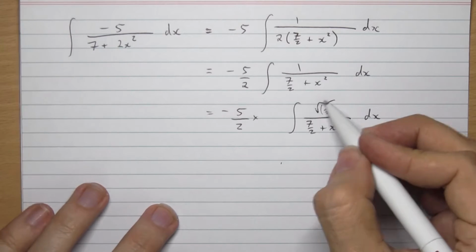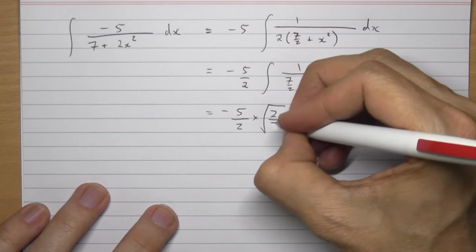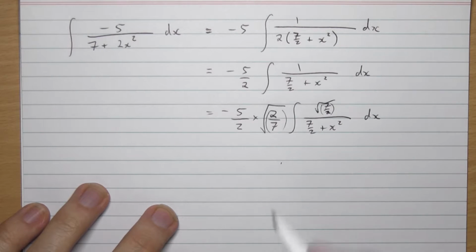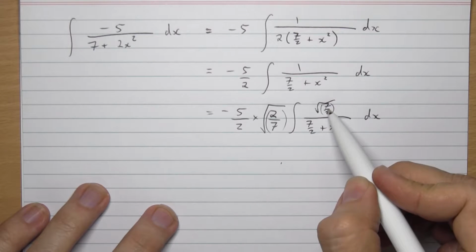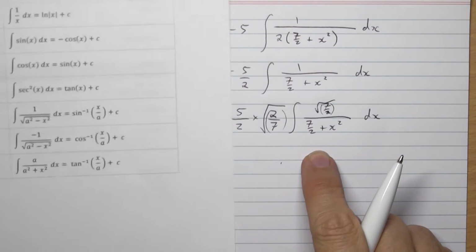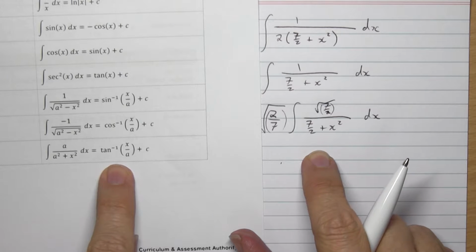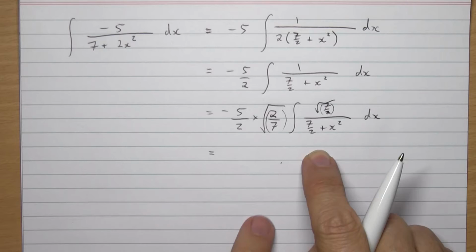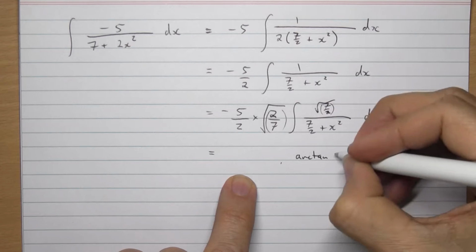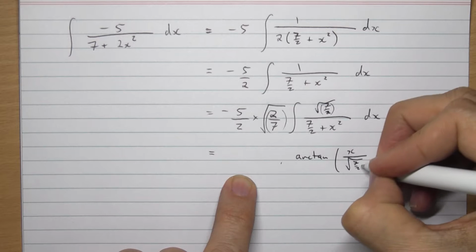But if I have just multiplied by the square root of 7 on 2, I better multiply by its reciprocal out here, 2 on 7, to cancel out what I just did to change that. Okay, what I have left here matches my formula, so it's going to be arctan of x on a. And there's a mess out the front. Let me nevertheless write arctan of x over the square root of 7 on 2.